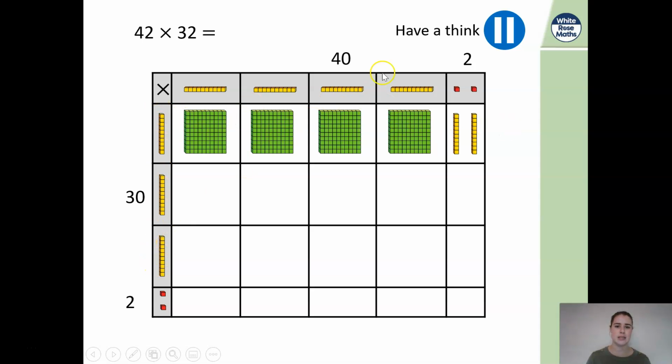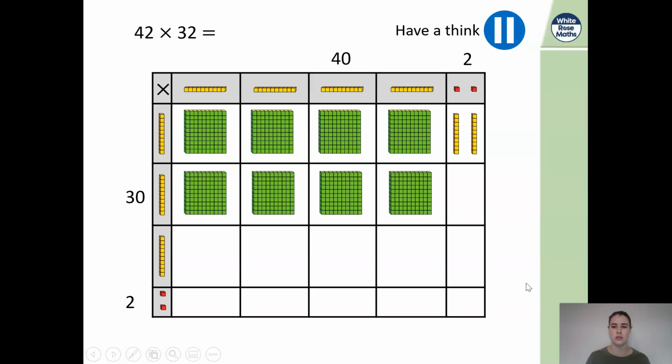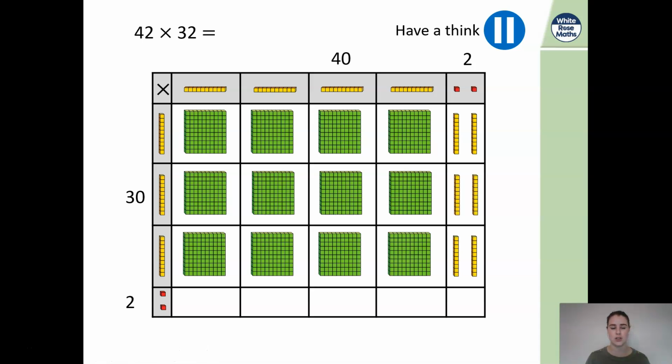Now if we notice, these numbers along the top and along the side are all multiplied by the same. So we know that this is going to be 4 lots of 100 and we're going to need 2 10s, and this is going to be 4 lots of 100 and 2 10s. So here we can already see that there was a pattern starting to form that we could repeat.